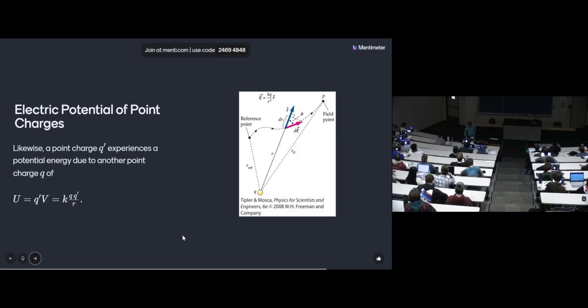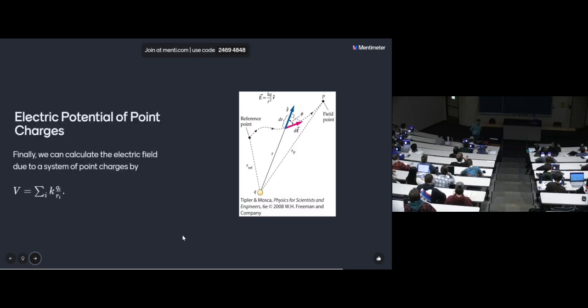And just like we did with electric fields, you can add up the net potential in any region due to point charges. It's going to be the sum of the individual potentials. But in this case, potential energy and electric potential are not vectors.